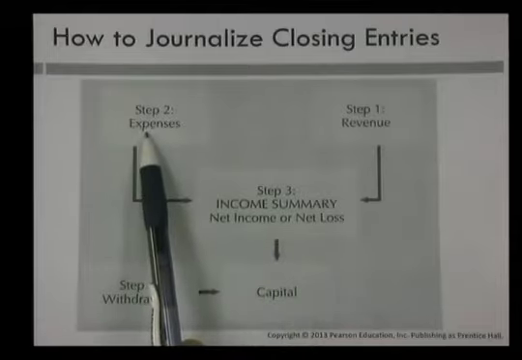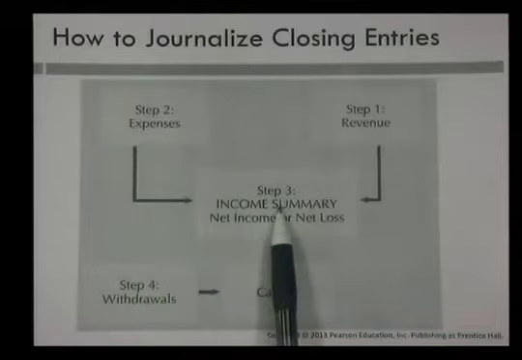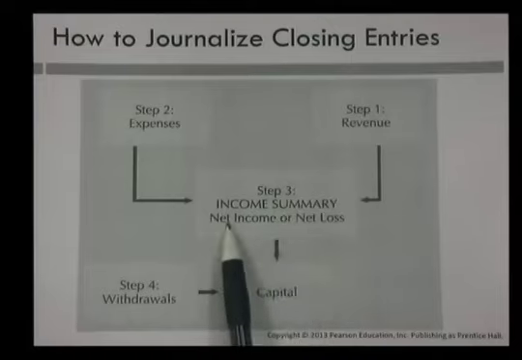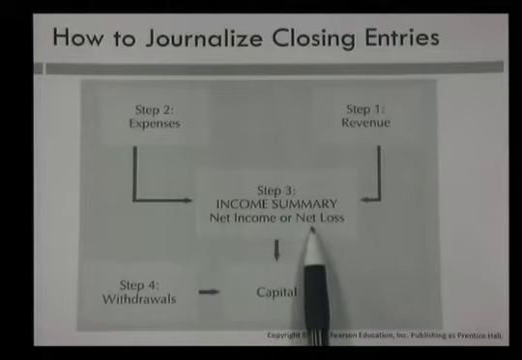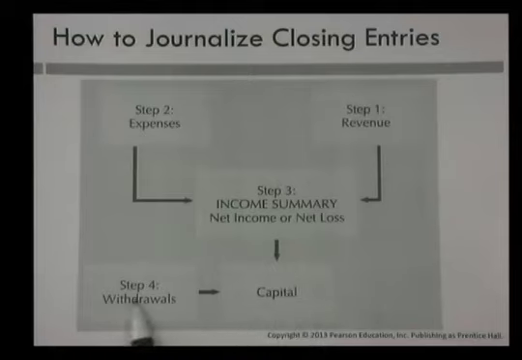Second step, we will close all the expenses into the income summary. Third, we will find the balance of income summary, which will be the net income or net loss on the worksheet, and we will take that amount and put it into capital. The fourth step is to close the withdrawals account and subtract that amount from the capital. So let's go through and look at the steps.